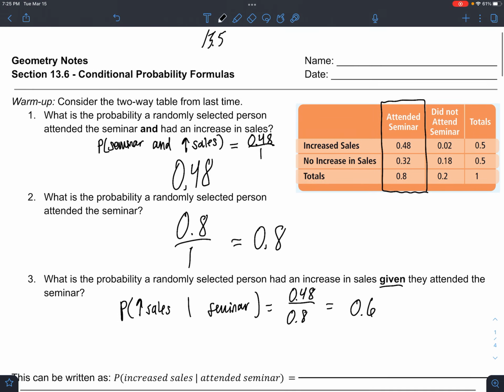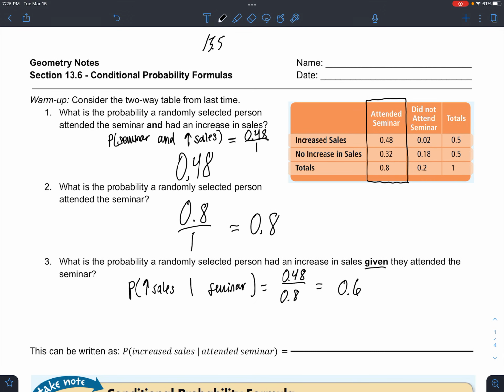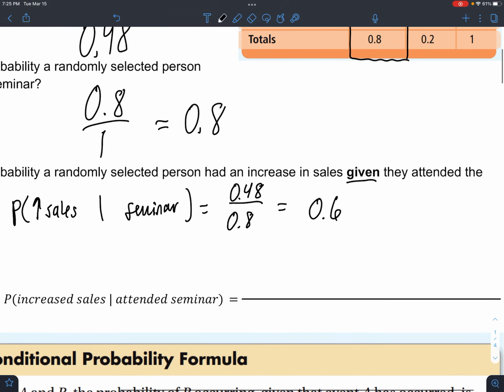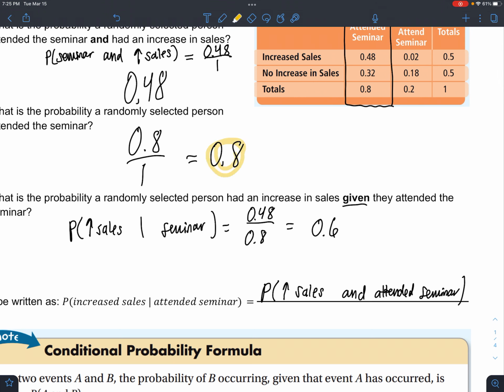Okay, so this is the key, is that what we just did can be rewritten as a new formula. So the probability that the sales increased given that they attended the seminar is the probability of increased sales and attended seminar divided by what? Divided by this, because, right, that's what we divided by, right? And that was the probability of attending a seminar. So this creates a formula for us.